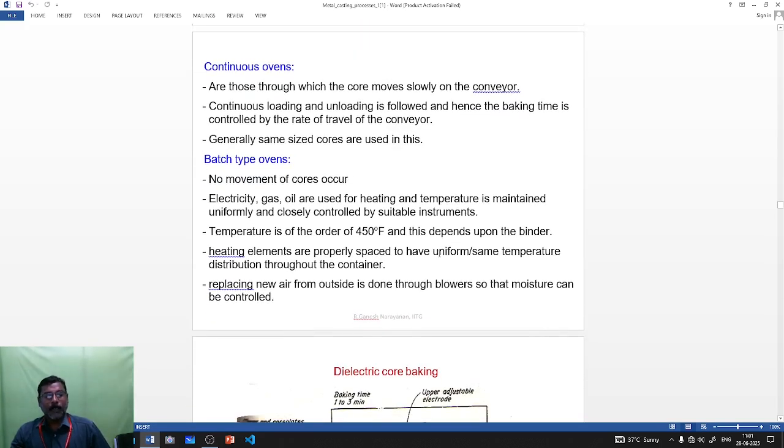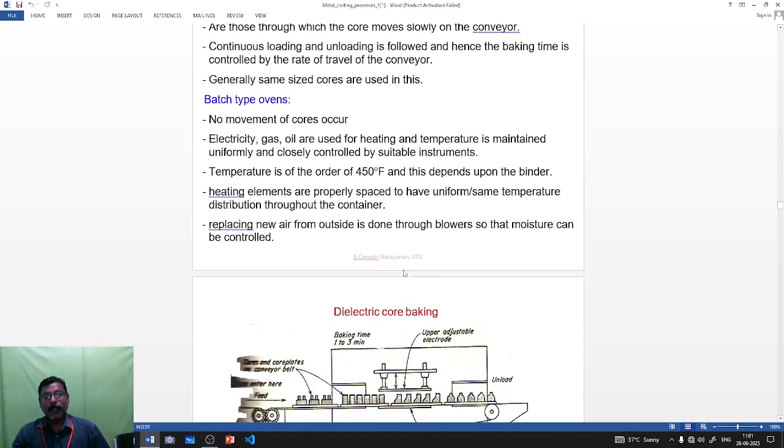In the batch type, no movement of core occurs. Electricity, gas, oil, etc. are used for heating, and the temperature is maintained uniform and closely controlled by suitable instruments. The temperature is of the order of 450 degrees Fahrenheit, depending upon the binder. Heating elements are properly placed to have uniform temperature distribution in the container. Replacing with new air from outside is done through a blower so that moisture can be controlled.